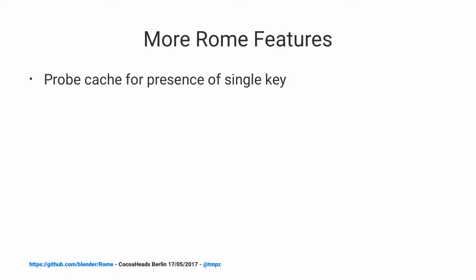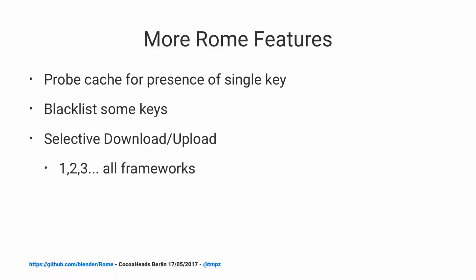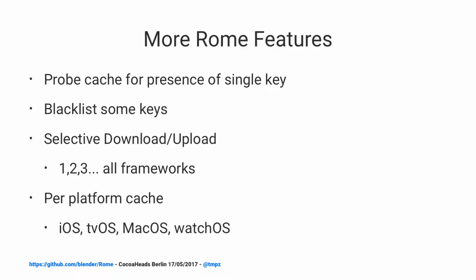On top of that, it has even more features. So you can probe the caches to see if a key, in this case a framework, is existing or it's missing, right? You can blacklist some keys, meaning that you always want to ignore, you don't care about your config repository, for example. And you can selectively upload or download as many frameworks as you want. And it keeps a per-platform cache, which means that you can use it for iOS, tvOS, macOS, or watchOS.